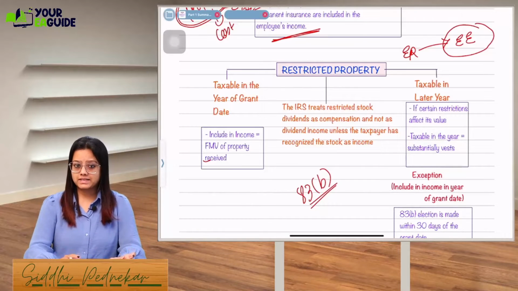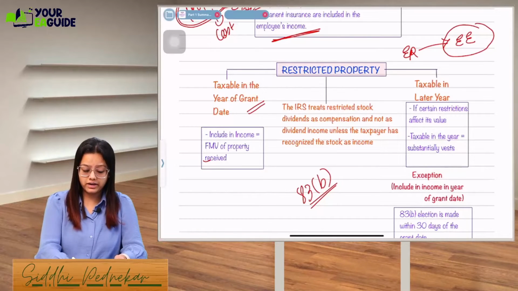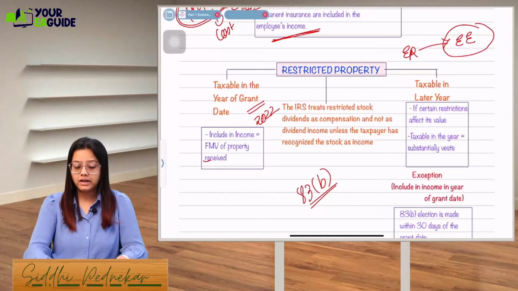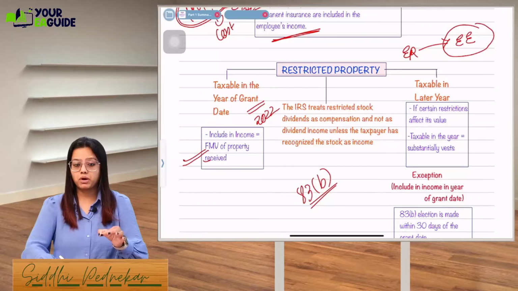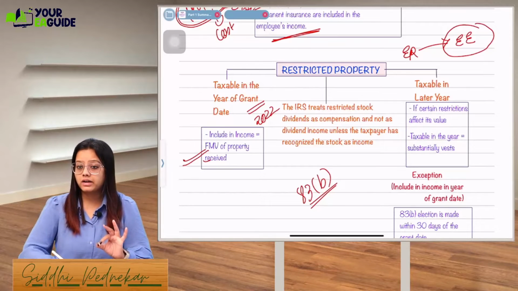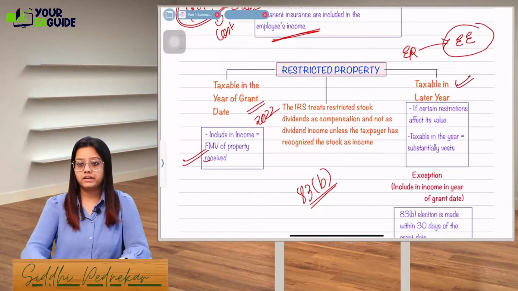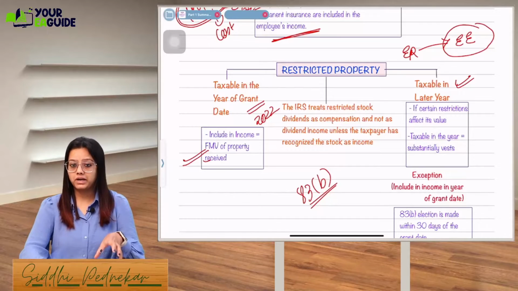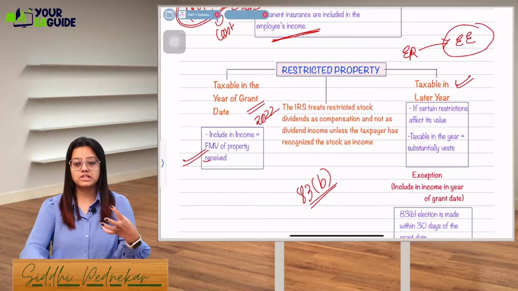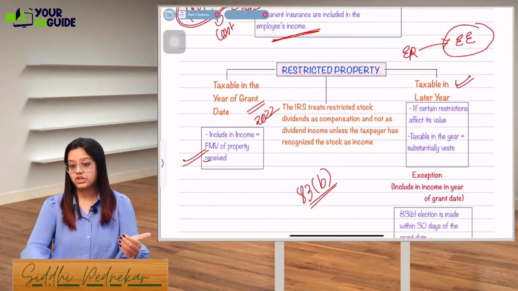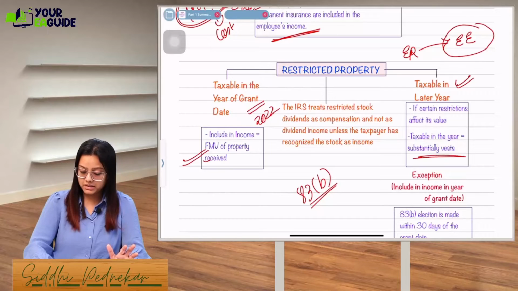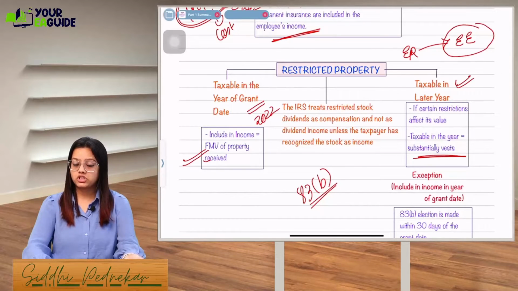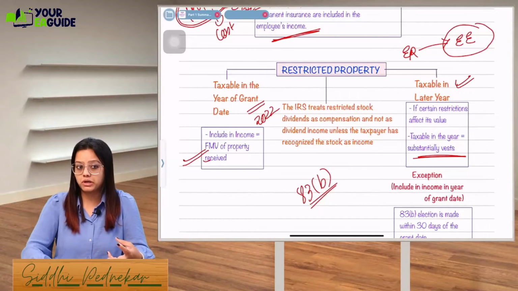Restricted property will be taxable in the year of grant date. Let's say in 2022 it has been granted. It will be included in the income. What will be the income? That is the FMV of the property received in the year of grant date. But it will be taxable in a later year if it is a restricted property. If you receive a property which carries some restrictions, let's say restricted for 2 years, after which the property can be sold or utilized for some other purpose, then it will be taxable in the later year, substantially when you vest the interest in that particular property.